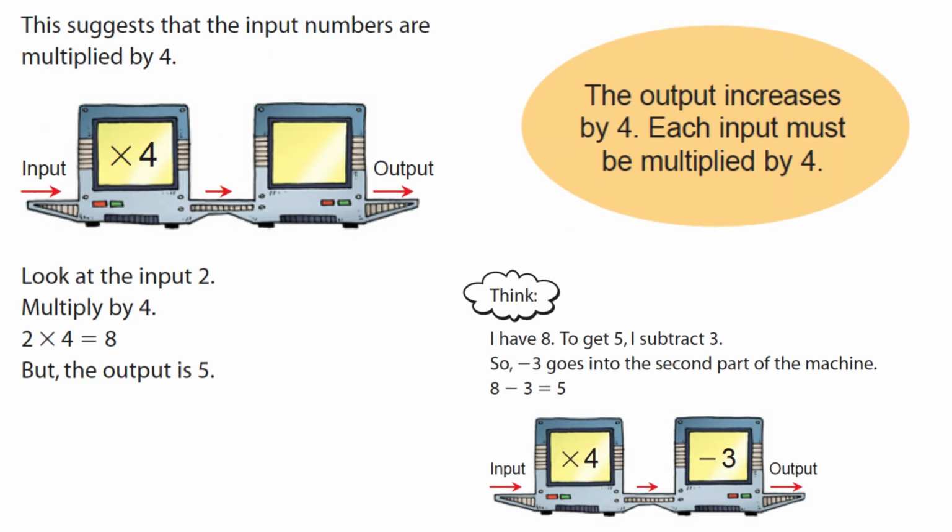To find the full rule, we need to think about what operations could change each input into its corresponding output. Looking closely, we could try multiplying each input by 4, but that doesn't quite work. We need to do a second operation. And in this case, we know that the input of 1 multiplied by 4 equals 4. In order to get the output of 1, we would also have to subtract 3. All right, now we have our two operations. Our first operation would be to multiply by 4 and then subtract 3.